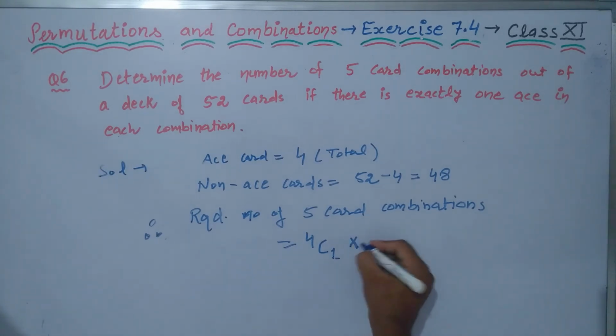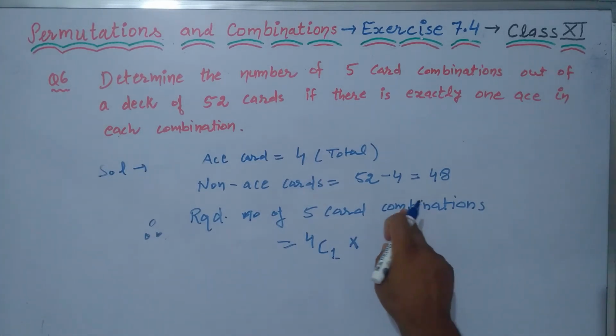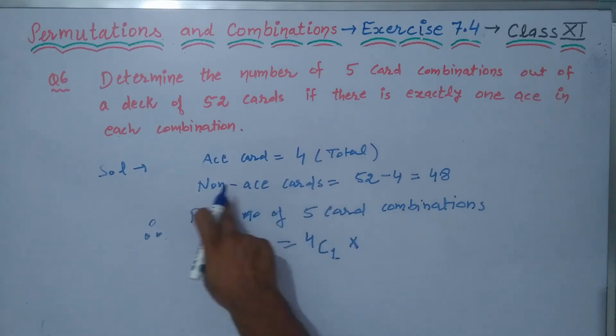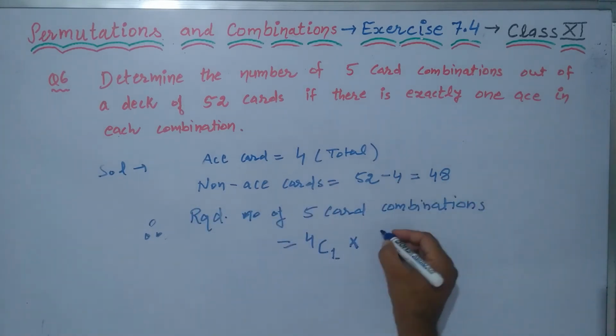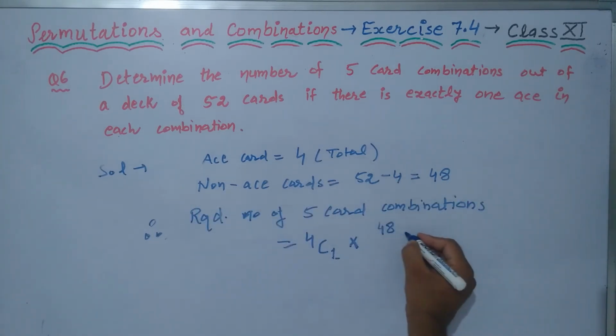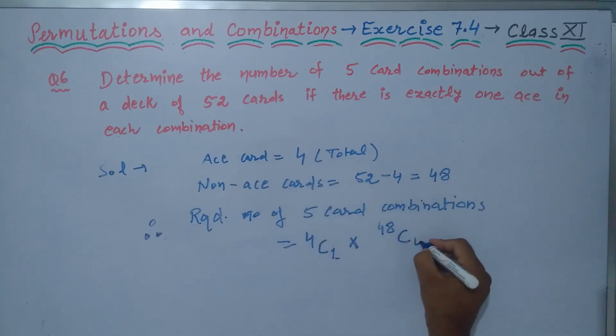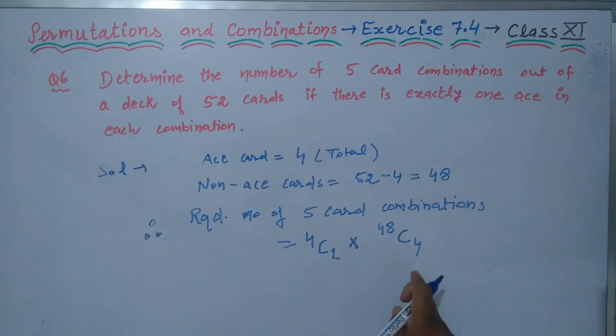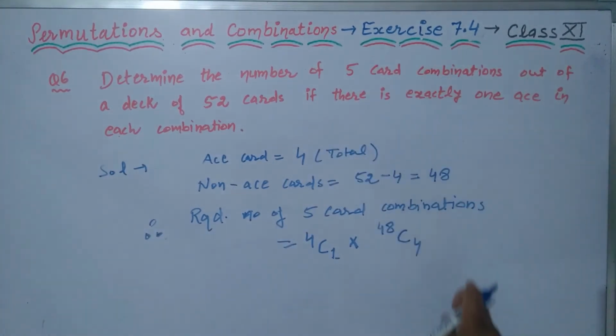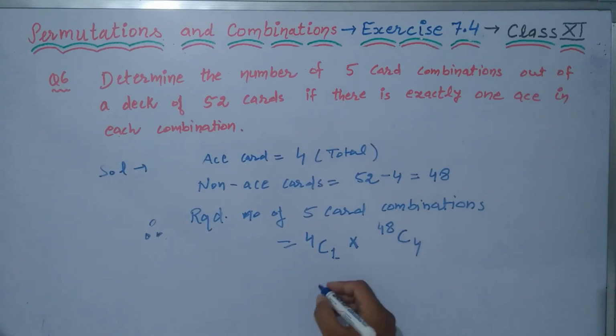Now we are going to select 4 cards from non ace cards. Non ace cards, they are 48. Out of 48 we are going to select 4 non ace cards. So this way 1 plus 4, total 5 card combinations is selected. So this way, what is the result?